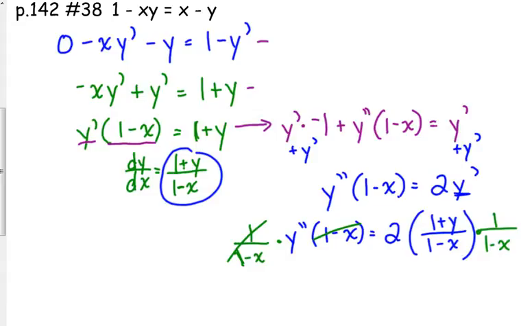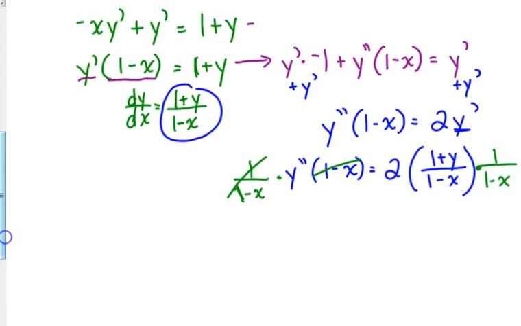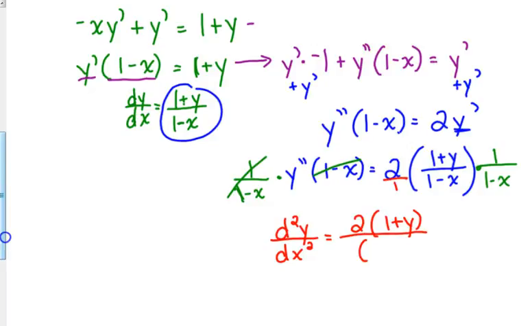So on the right side, when we clean this up, we have d squared y over dx squared, the second derivative of y with respect to x, is equal to 2 times 1 plus y. I'm just multiplying straight across the top. Over 1 minus x times 1 minus x, that's 1 minus x squared.